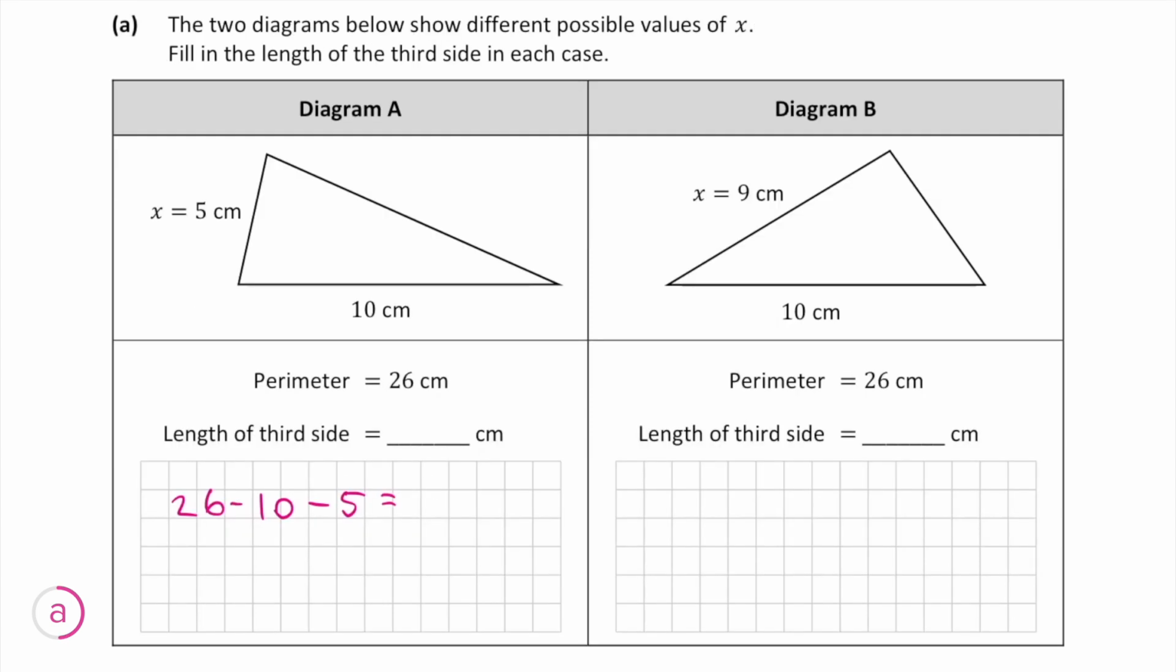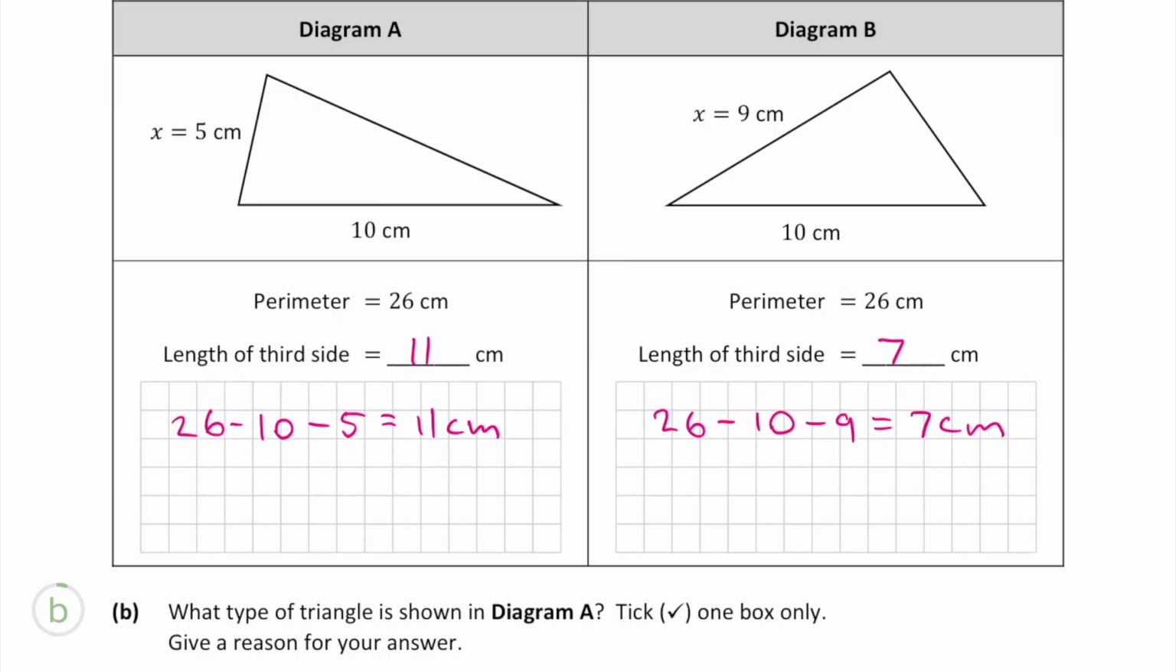We know that the perimeter must be 26 centimeters, so if we take 10 centimeters and 5 centimeters away from 26, we're left with 11 centimeters, which is the length of the third side. For the second one, we do the exact same thing, but in this case we have 26 minus 10 minus 9, which leaves us with 7 centimeters, which again is the length of the third side.